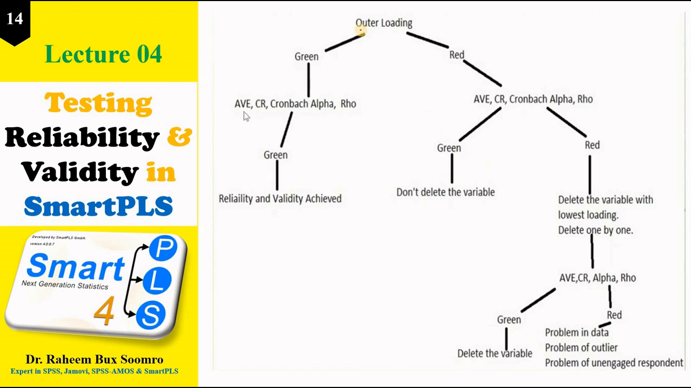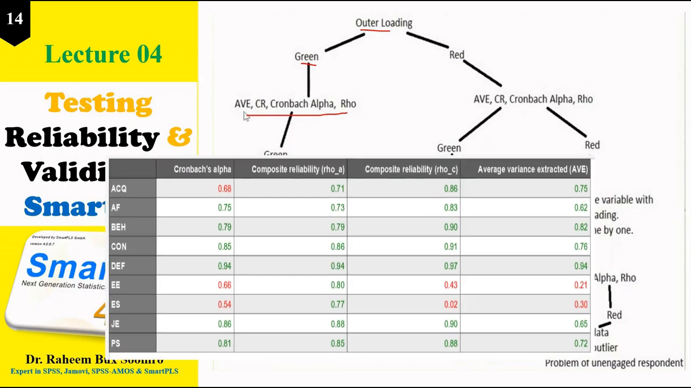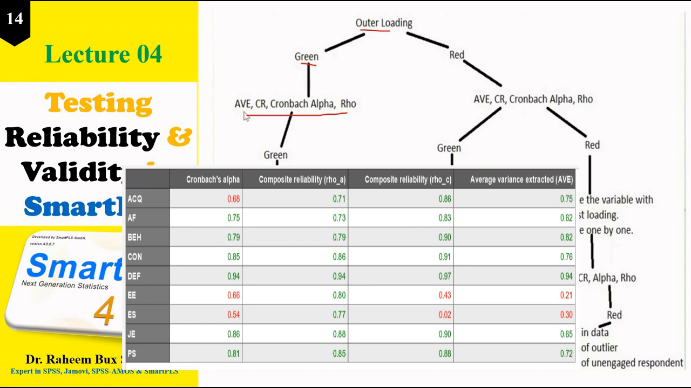Now, for the outer loadings, if they are green, then okay. If AVE, CR, Cronbach alpha, and rho are all green, that means reliability and validity have been achieved. The good thing in SmartPLS is that whenever all the values are green, as you are looking at in this image, you should be happy that there is no problem. But if any value is in a red circle, in red color, then you should be concerned that there is a violation of the rule for AVE, CR, Cronbach alpha, or rho.